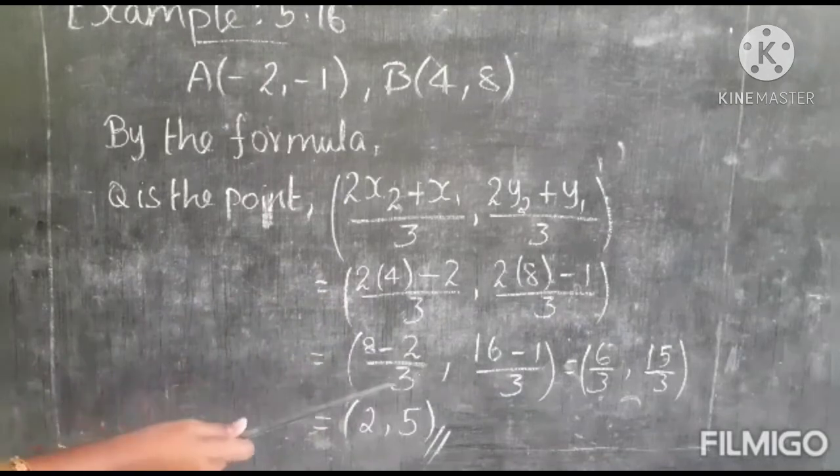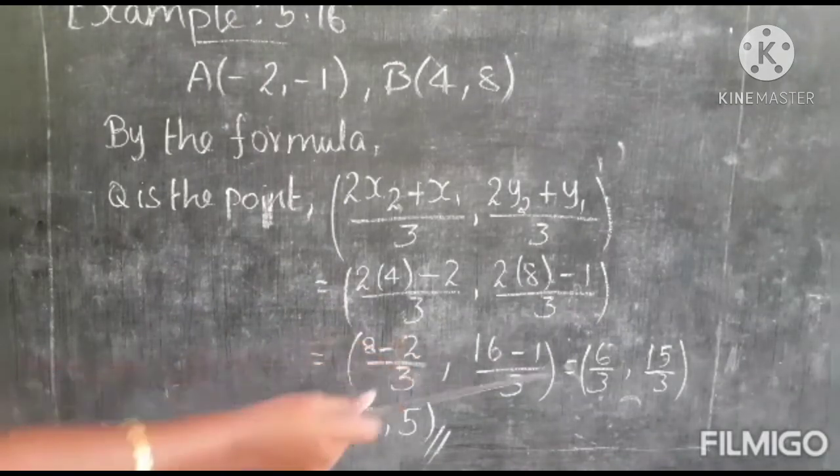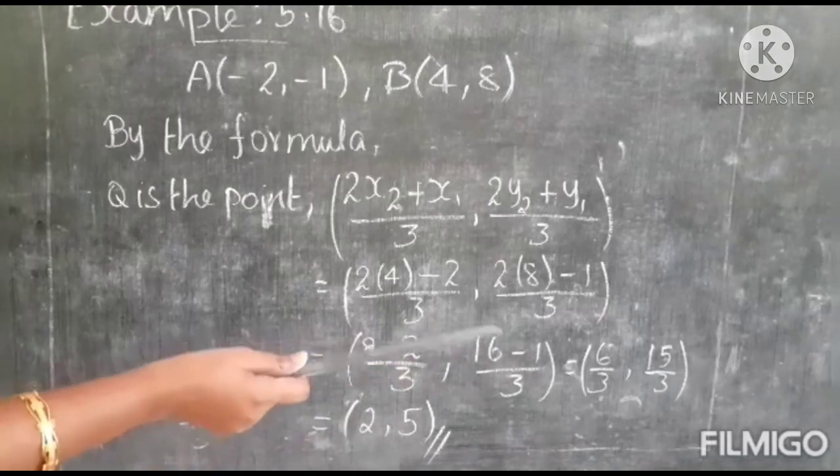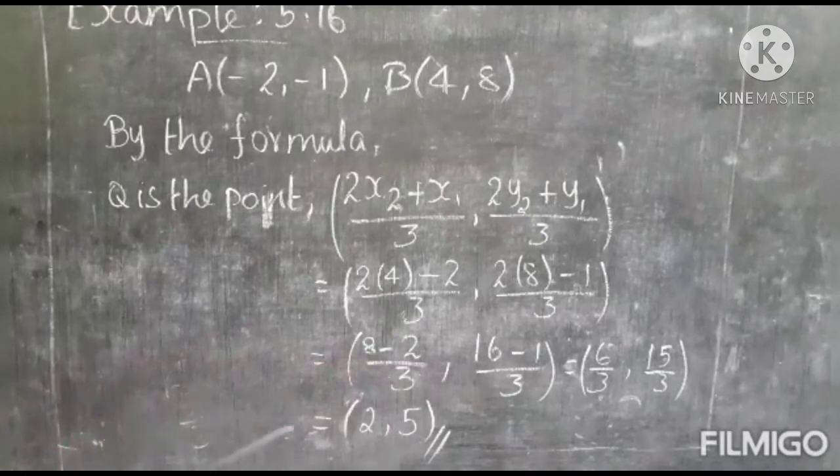8 minus 2 is 6, that is 6 by 3, comma 16 minus 1 is 15, 15 by 3. Dividing 6 by 3 we get 2 and 15 by 3 we get 5. Therefore the answer is (2, 5).